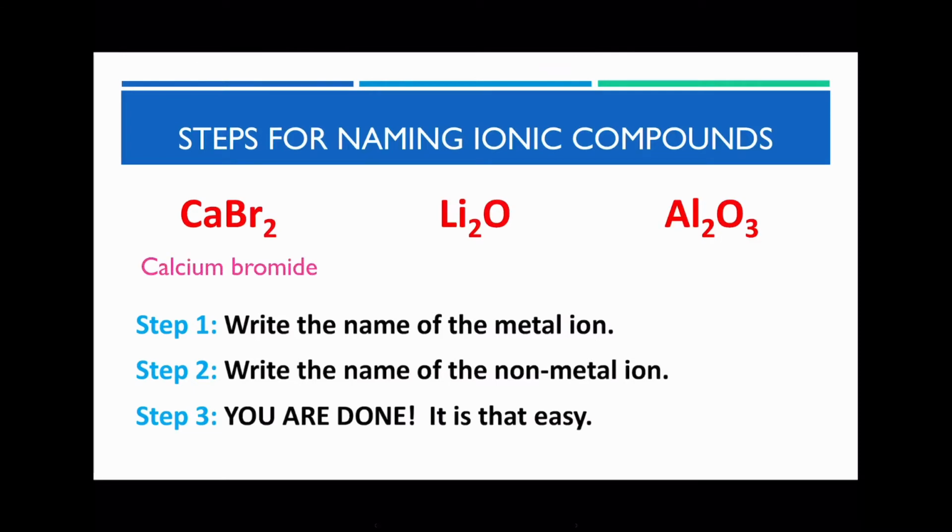Li is lithium. O is oxygen. You need to change the O part to an ide. So therefore, this is going to become lithium oxide. Al is aluminium. O again is oxygen. Just change it to ide. So therefore, it's going to be aluminium oxide.